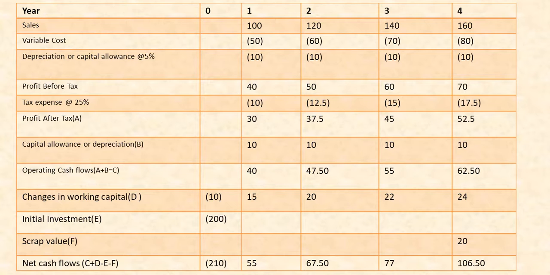A plus B equal to C. That is 30 plus 10 is equal to 40 for year 1. For year 2, 37.5 plus 10, 47.5. Year 3, 45 plus 10, 55. Year 4, 52.5 plus 10, 62.5. So these are operating cash flows. I hope you understand this concept, because it is very important to understand why we have added depreciation to profit after tax to calculate the cash flows.